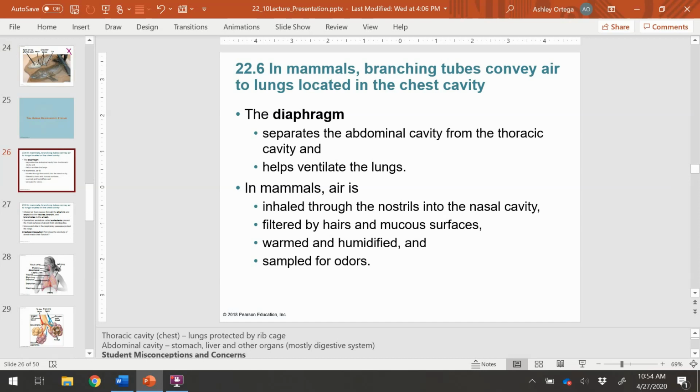But in the starting point of breathing for mammals, the air is inhaled through the nostrils or through the mouth. And for the nostrils, it'll go into the nasal cavity where it's filtered by hairs, mucous surfaces, is warmed and humidified, and sampled for odors. So breathing through the mouth will skip the nasal cavity, and so it skips some of those processes of sampling for odors and being filtered, warmed, and humidified.